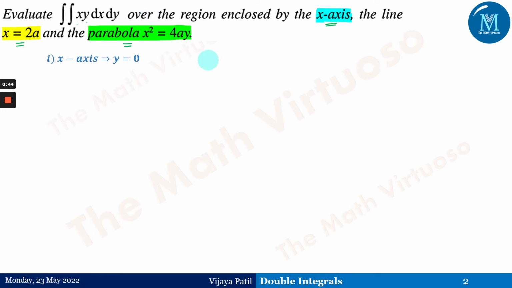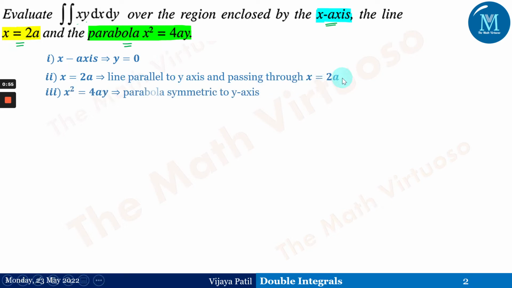Now first is the x-axis. The x-axis is nothing but y equals 0 as its equation. x equals 2a is the line parallel to the y-axis and passing through the point x equals 2a. Then x square equals 4ay is nothing but the parabola which is symmetric to the y-axis. These are the figures we have to go ahead with.